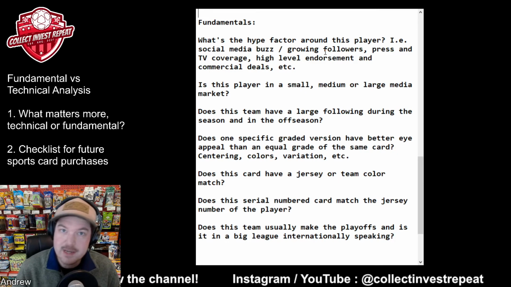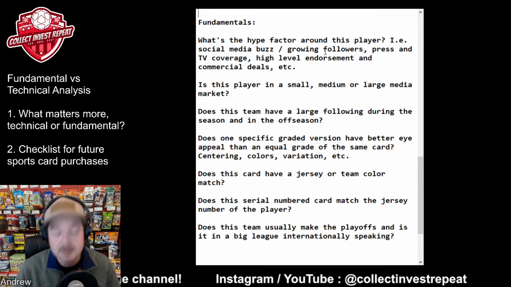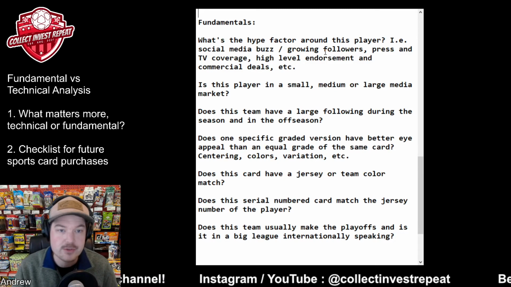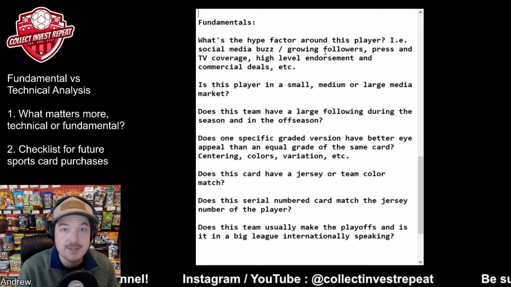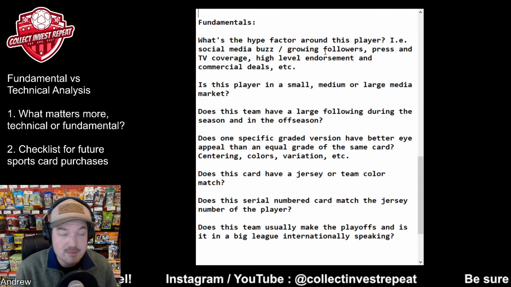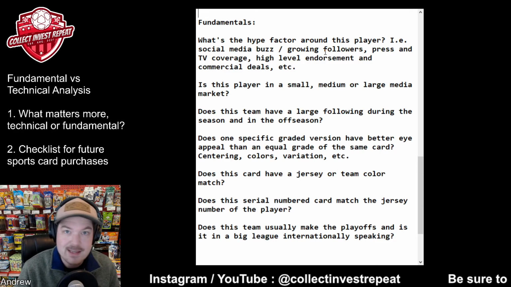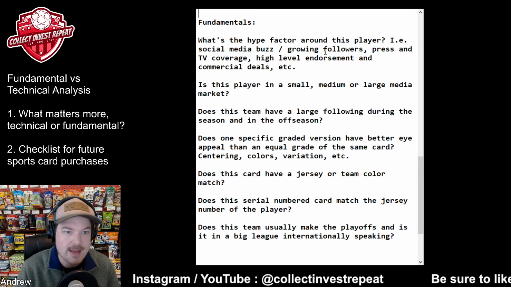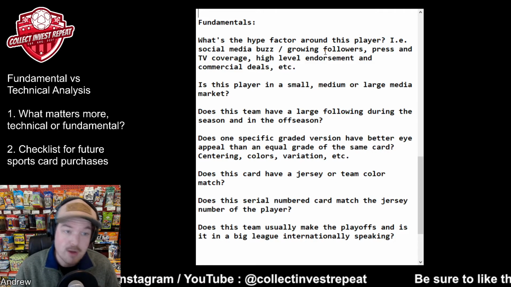So do they have social media buzz? Do they have a ton of followers, which technically you can track by the numbers, but how's their social media? Do they post a lot? Do they get a lot of engagement? Do they have a lot of press and TV coverage? Are they on Nike, Adidas, shoe commercials, stuff like that? Do they have high-level endorsements or other commercial deals?